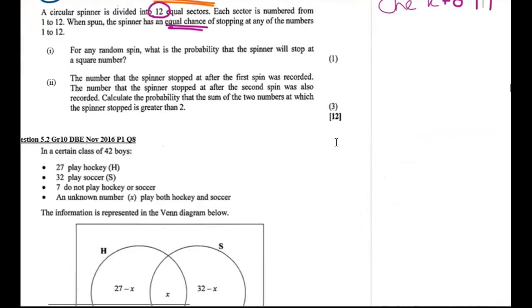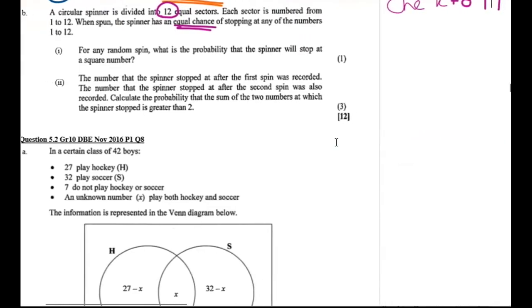Maybe. I love that idea. Okay, so let's have a look, Monique. So yes, absolutely, it's going to be equal chances.